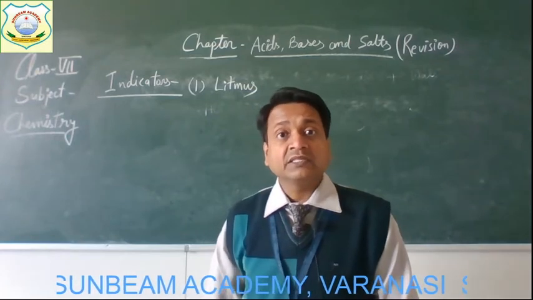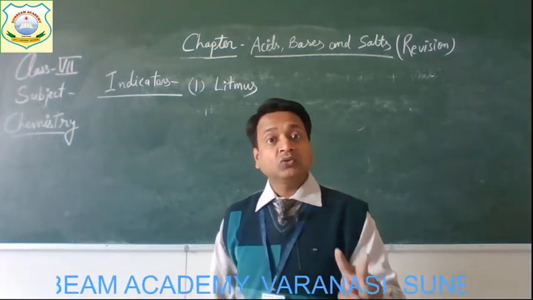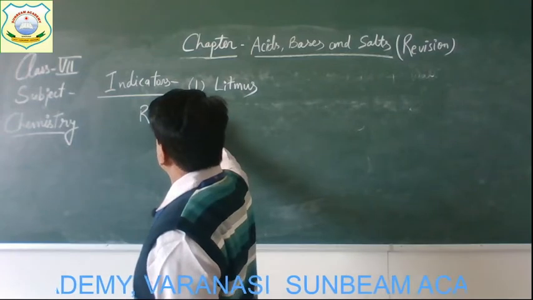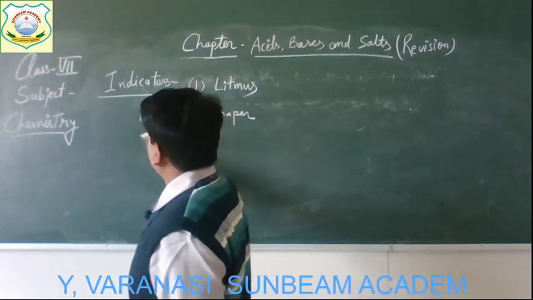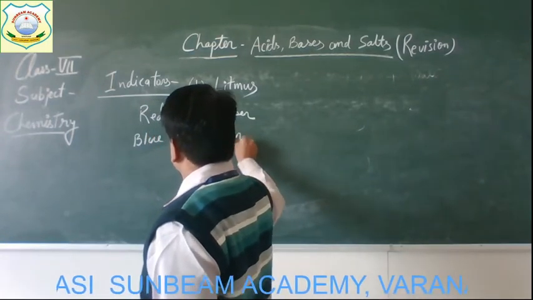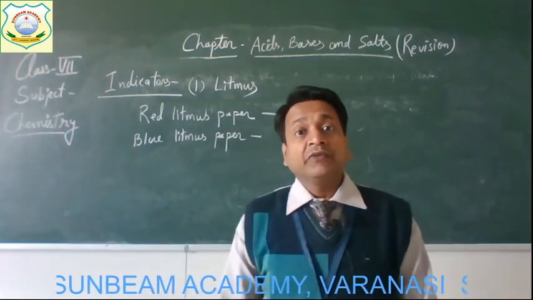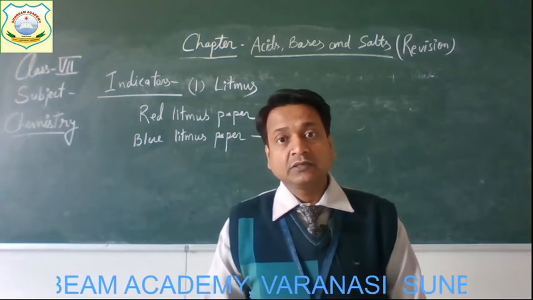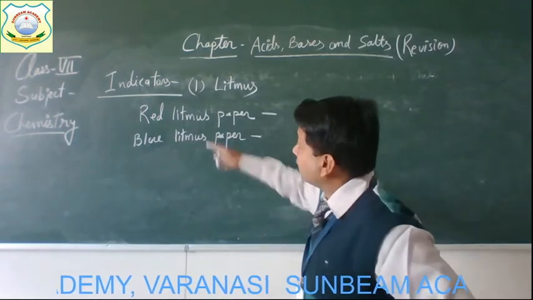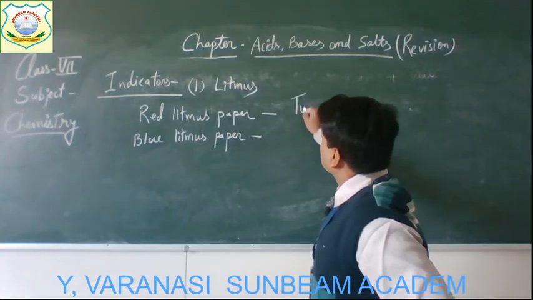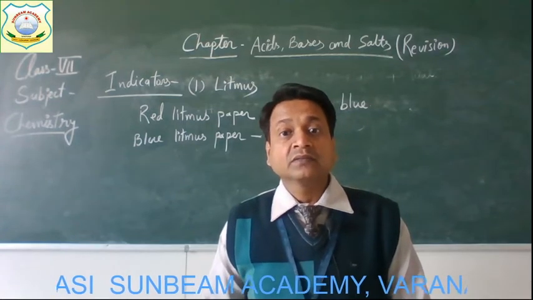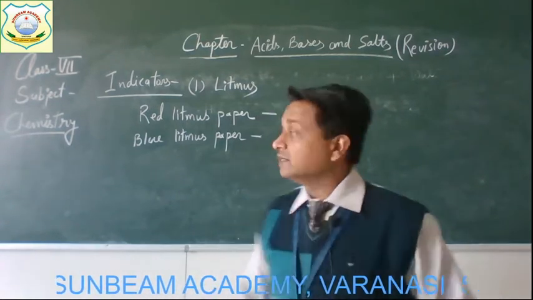Alright? So in chemistry laboratories, we have two kinds of litmus paper. Red litmus paper and blue litmus paper. And when you put a drop of a given substance, what will happen? The color will change, and if the red litmus paper turns blue, this indicates that yes, it is a base.